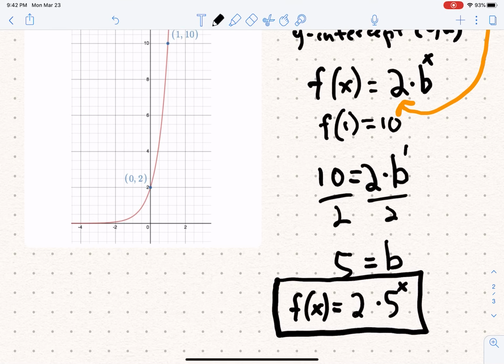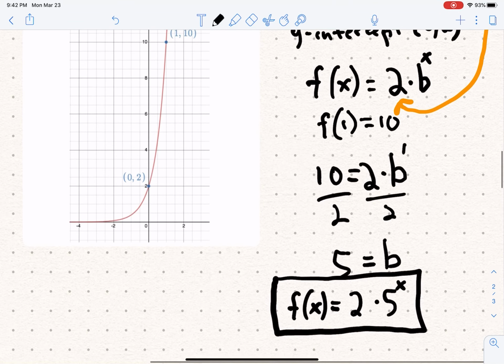So that's how we can go from the graph to a formula for the function, knowing that it's an exponential function.